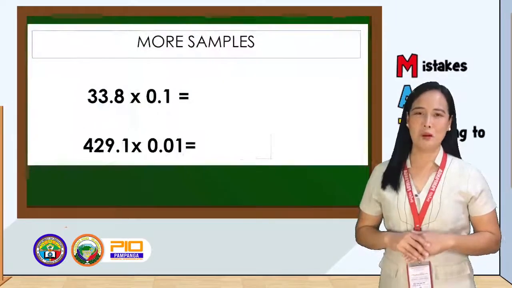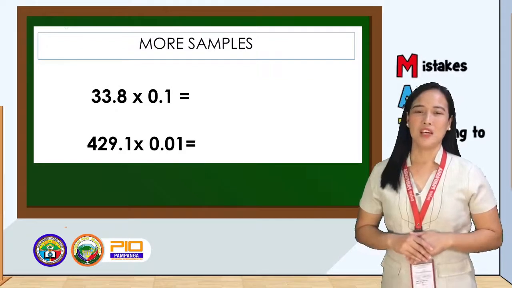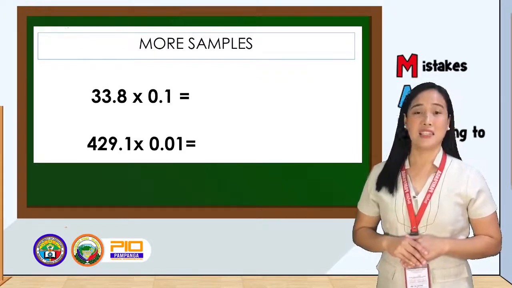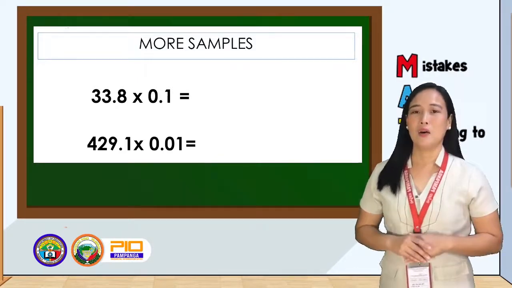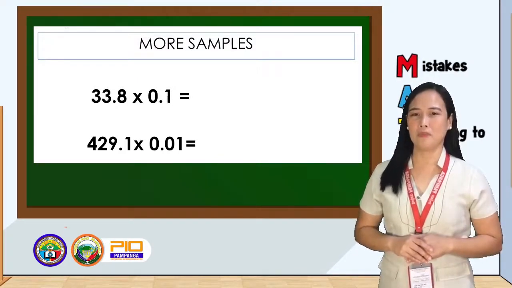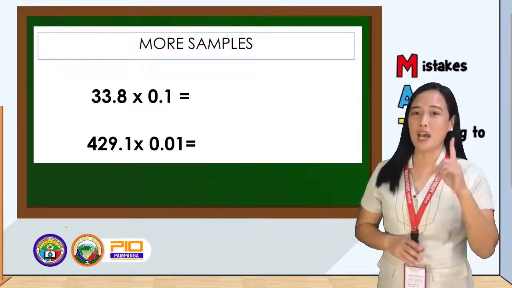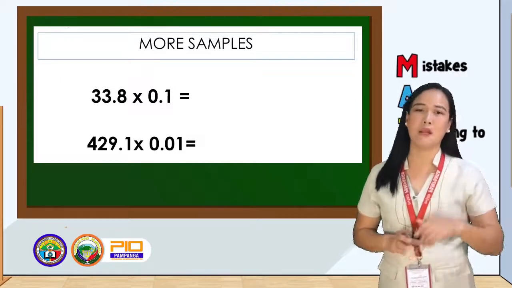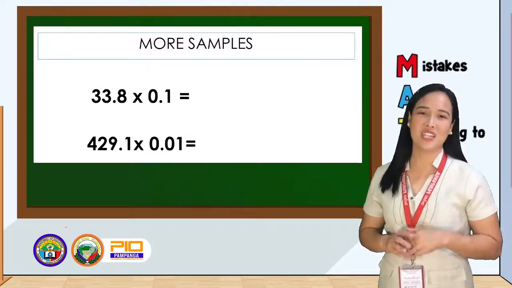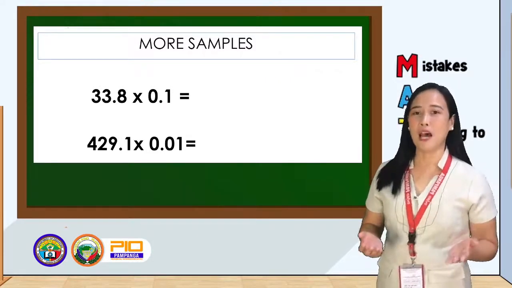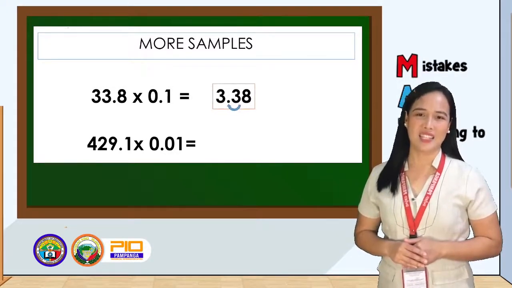Let's have more examples, kids. Let's have the first equation. 33 and 8 tenths times tenths. To get the product, we just simply move the decimal point. How many times? Yes, one step only or one decimal place only. In what direction? Yes, going to the left. So our product would be 3 and 38 hundredths.